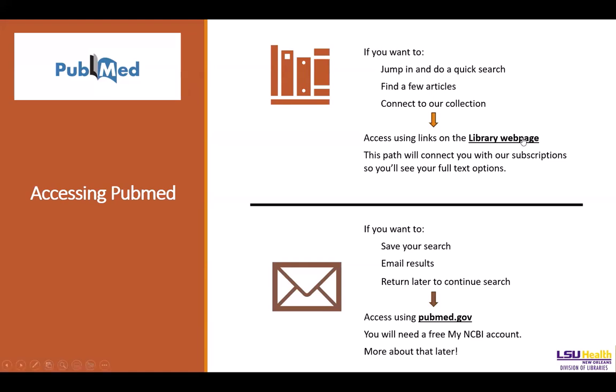And this link here will take you through that route. You will be connected with our subscription, so you will see all of your full text options using this method. However, if you want to do a little bit more with PubMed, maybe you want to save your search to come back to in the future, you want to email your results, you want to tag things and set them aside in their collections feature, then you're going to have to access directly through pubmed.gov and you won't see our library links. You would need a free My NCBI account to access all these additional features like saving your search, and I will talk more about that later.